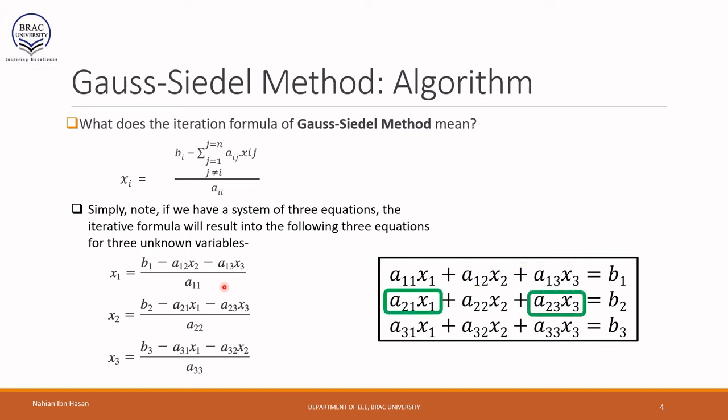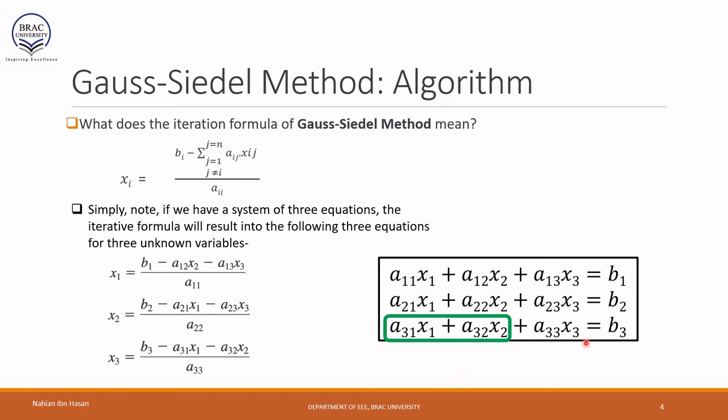Similarly, in the second equation, we want to determine x2 in terms of x1 and x3. That means we move the first term and the third term to the right hand side. So we will get b2 minus the first term and minus the third term, divided by the coefficient of x2, which is a22. Okay, so this is the equation.